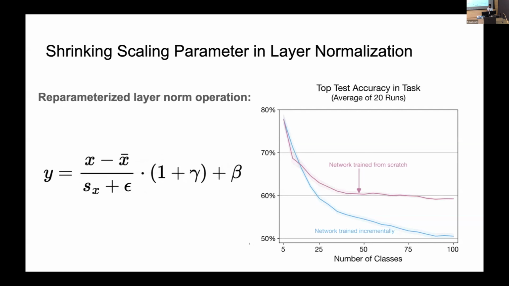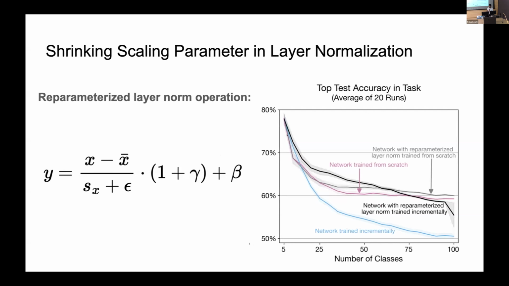What you can do is reparameterize gamma as 1 plus gamma. So when you do regularize gamma, it goes towards 1. The scaling parameter goes towards 1 instead of going towards 0. And then you see this performance.